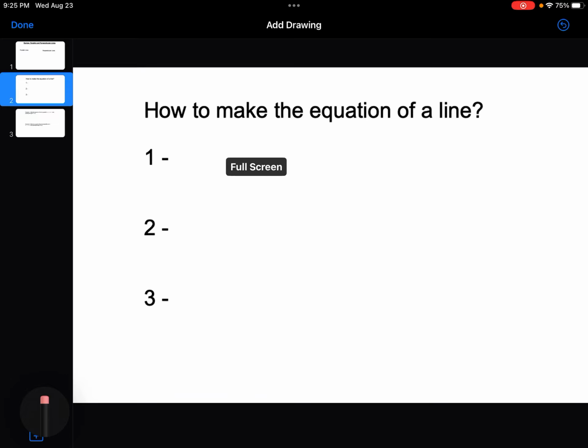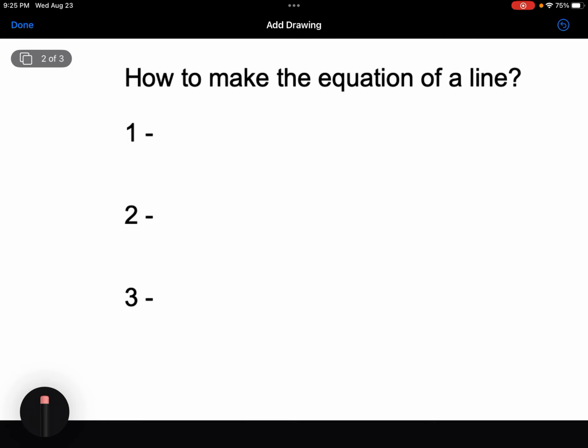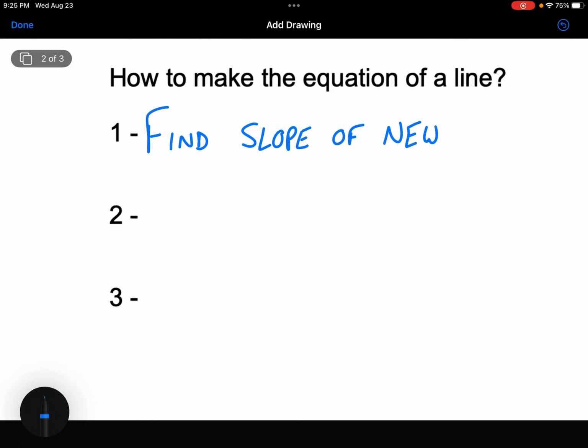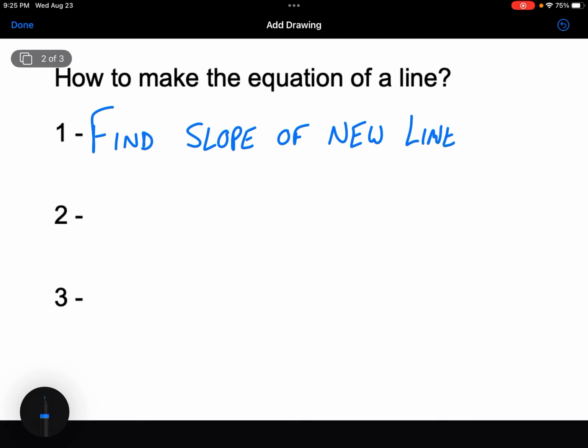So how do we make the equation of a line? Regardless of what information we're given, the first thing that we should always do is find the slope of our new line. Sometimes we get that by comparing two lines. If the lines are parallel, they're going to have the same slope. Sometimes you'll be given 2 points where you have to use the slope formula of y2 minus y1 over x2 minus x1. Sometimes you're going to have a perpendicular slope where we have to change the slope to the negative reciprocal. But you always want to find the slope.